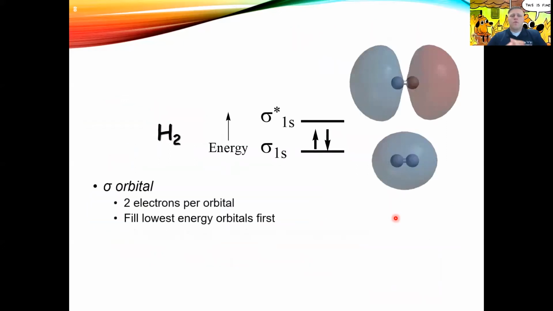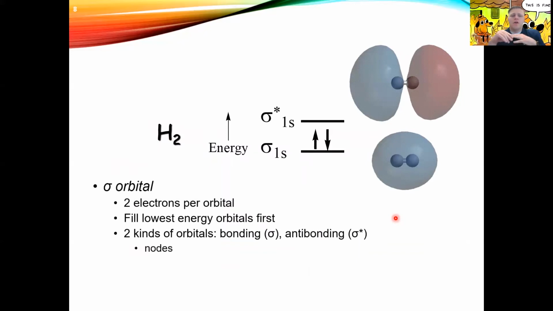All right, so far what I've been talking about are these sigma orbitals. You don't really know what a sigma orbital is yet, but in a sigma orbital you can have 2 electrons. Just like in every other orbital you've seen, we're going to have 2 electrons filling it, and you're going to fill the lowest first. And we have these 2 kinds of orbitals, the bonding and anti-bonding. The difference is the node that's going right here in the middle, and that's really what's going to set these apart.